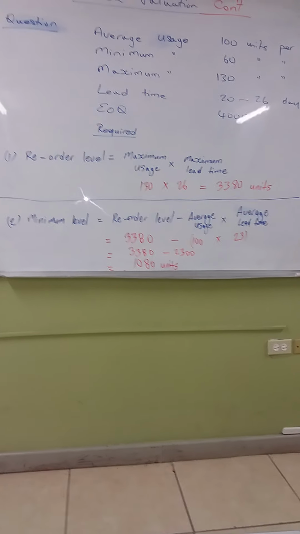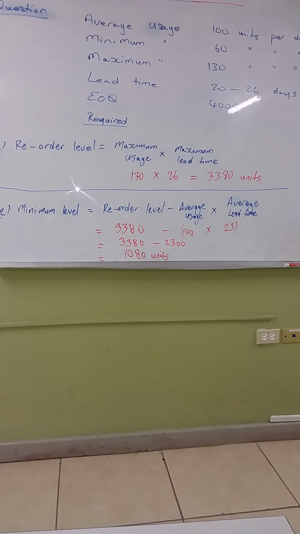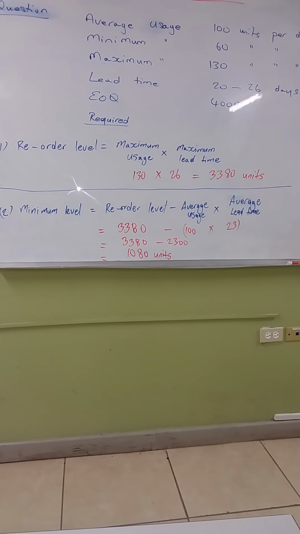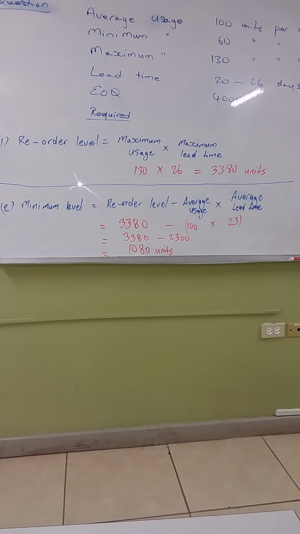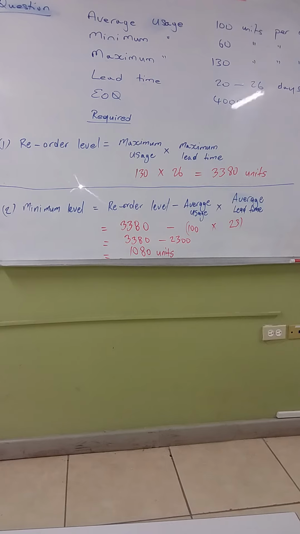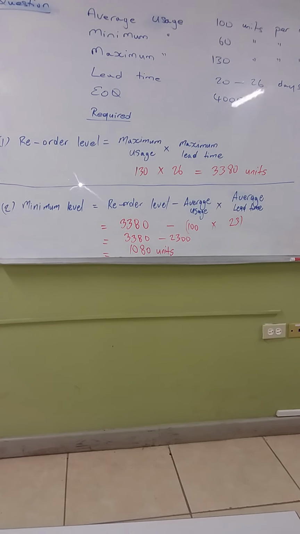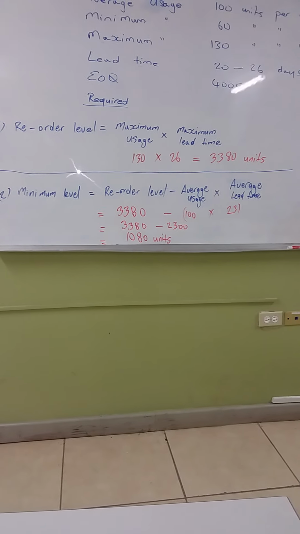So that is the minimum level of inventory there should be. The minimum amount of goods that you should have in your inventory should never fall below that. It should never fall below that. That would have been your minimum level, all right?